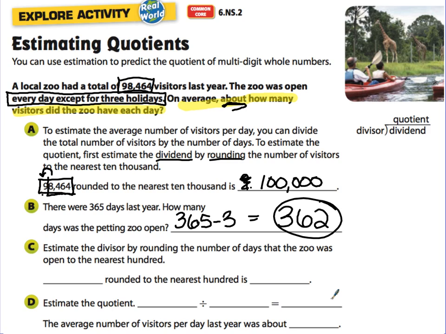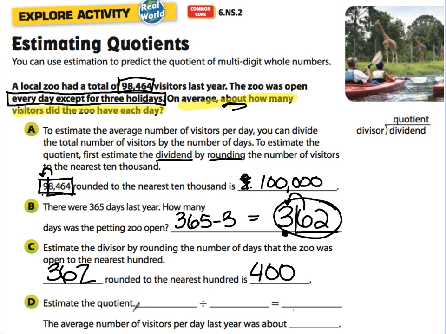We're going to estimate the divisor by rounding the number of days the zoo was open to the nearest 100. So you're always rounding to your largest place value. So in this case, the 3 is the place value we're rounding to. The 6 tells the 3 to round up to a 4. So 362 is rounded to the nearest 100 at 400.